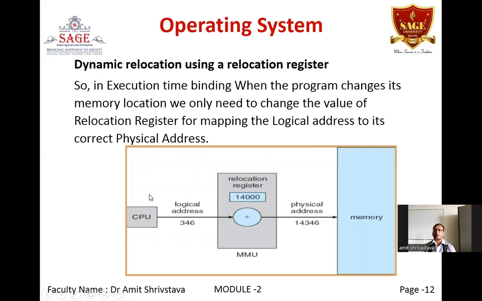Suppose our CPU is generating the logical address of 346. This will basically be the statement number of my program. Now, the relocation register is holding the address 14,000. It means that my program has been loaded into the physical memory starting from 14,000, and that is why this 14,000 is stored in the relocation register. So whenever I need to go to statement 346, I will have to add this 14,000 to it. So the address will become 14,346 in the physical memory. So this is how the relocation register works.